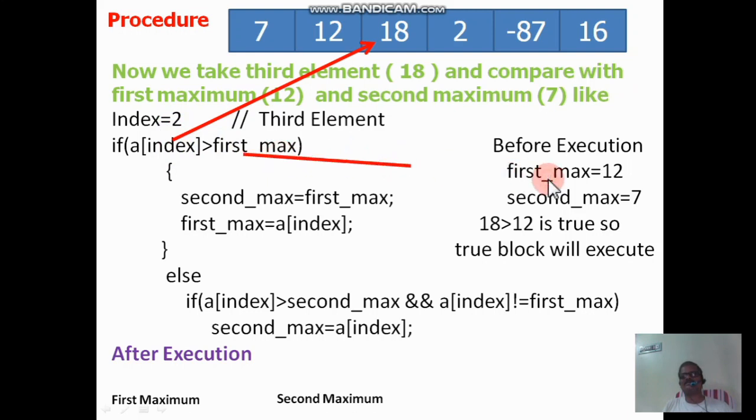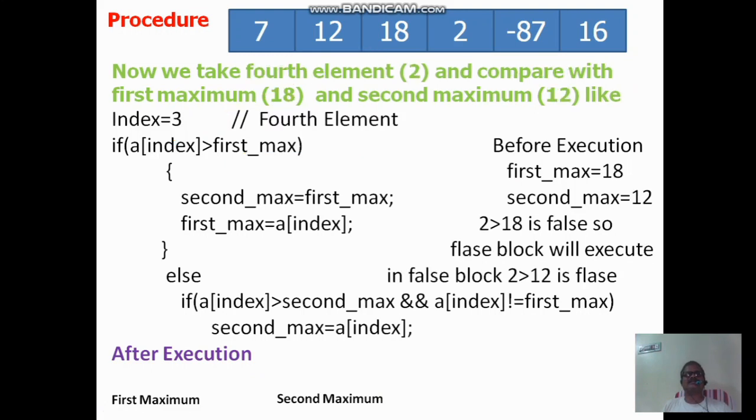What is our first maximum? Our first maximum is 12. So 18 is greater than 12. Is it true? The condition is true, so it will execute these statements, and it will skip the else block. After that, what are the values changed? Now the first maximum value is 18, and the second maximum value is 12. Now the two iterations are over.